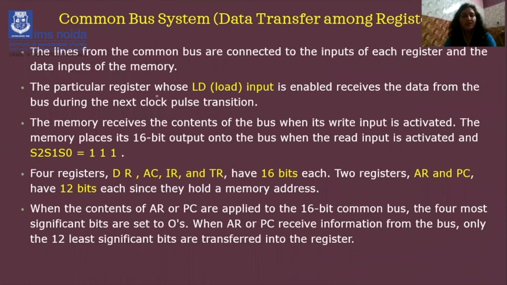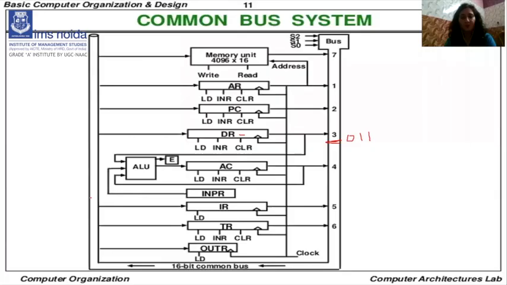We also discussed various types of operations. We can discuss the various types of registers and at which location they are located. Here, the memory is at location 7. So when the S2, S1 and S0 value is 111, then the memory will be active and the write input is activated, and it will perform the write operation. And these are the various sizes of registers we have already discussed: data register, accumulator, instruction and temporary register. These are all 16-bit, and the address register and program counter are both 12 bits, right?